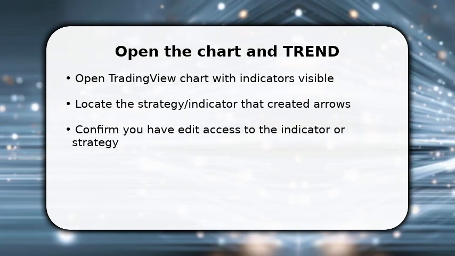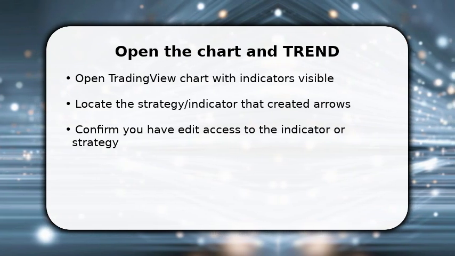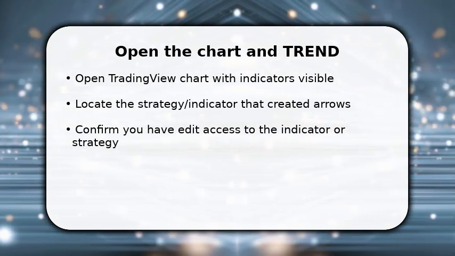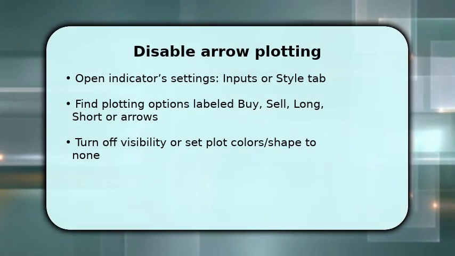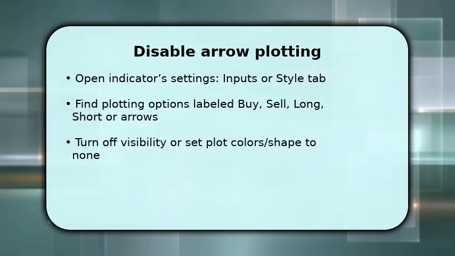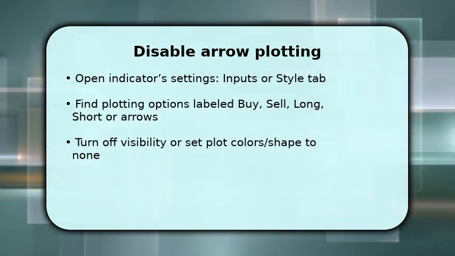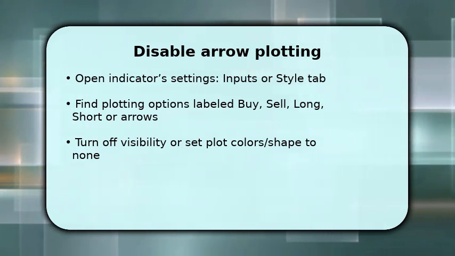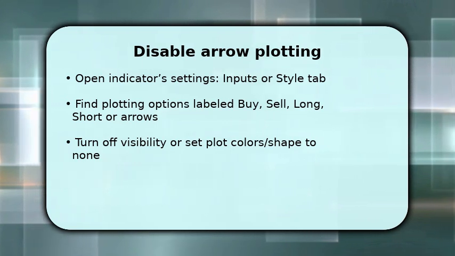You need edit permission for custom scripts, so toggle to the editable copy or select the indicator instance you plan to change. Next, dive into the indicator settings and go to the Style or Input section where plots are defined. Look for entries named buy, sell, long, short, arrow, shape, or plot shape. These control the on-chart markers.